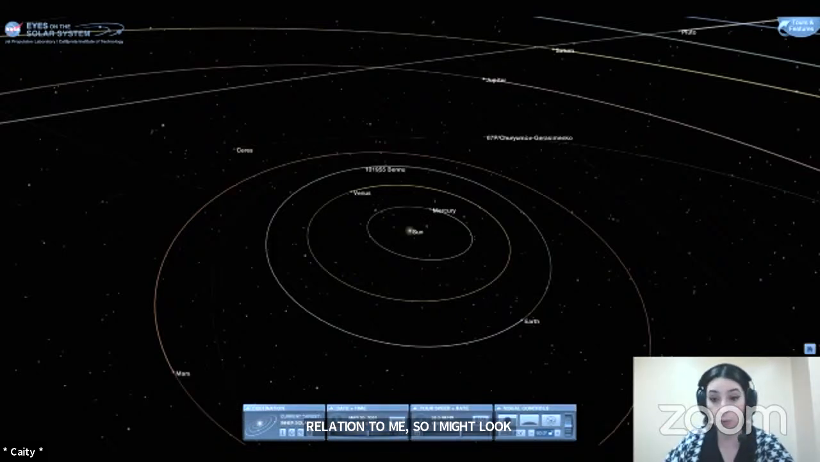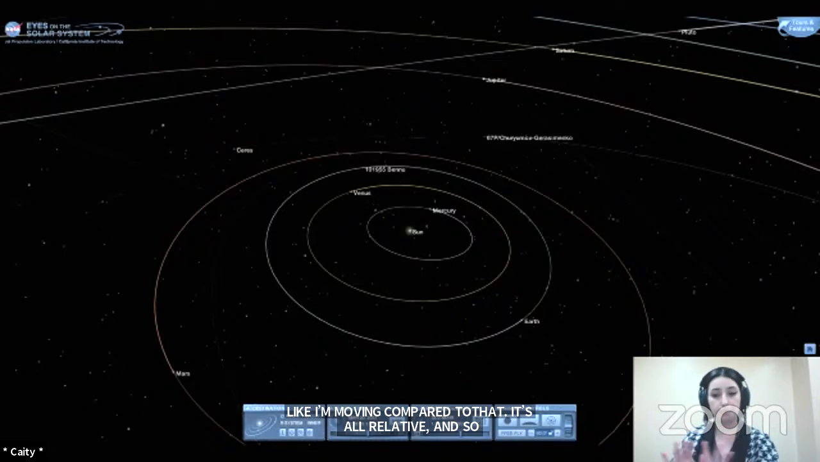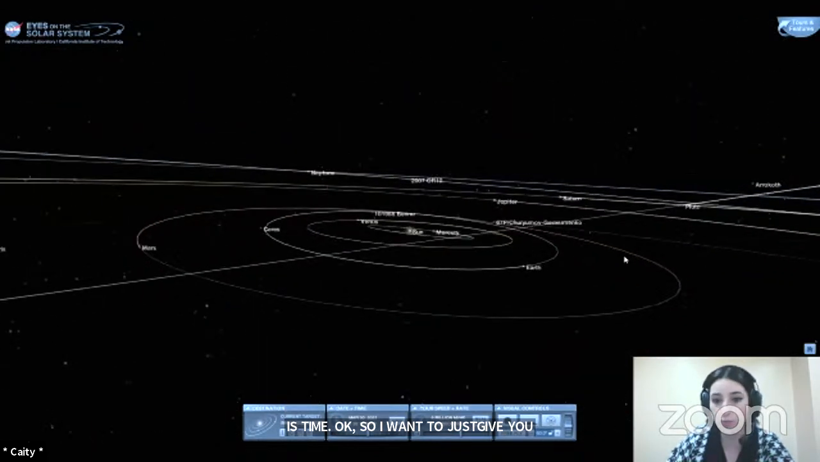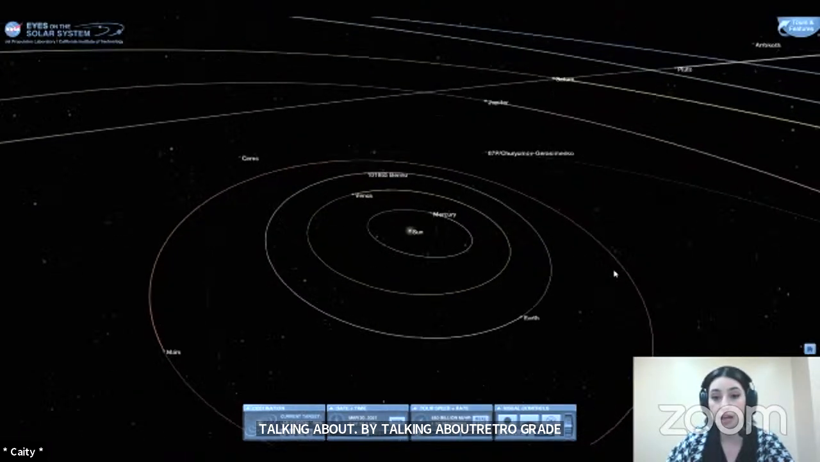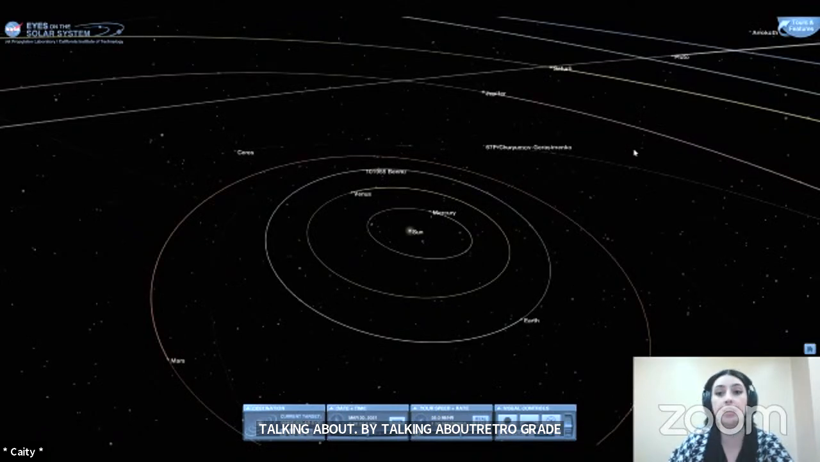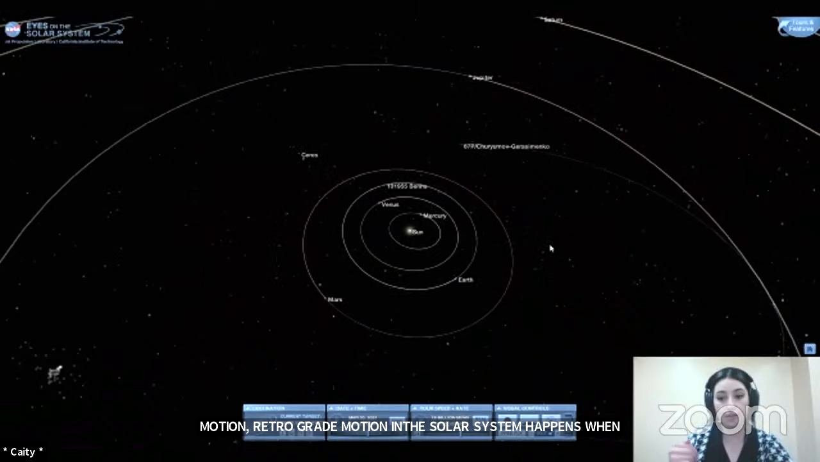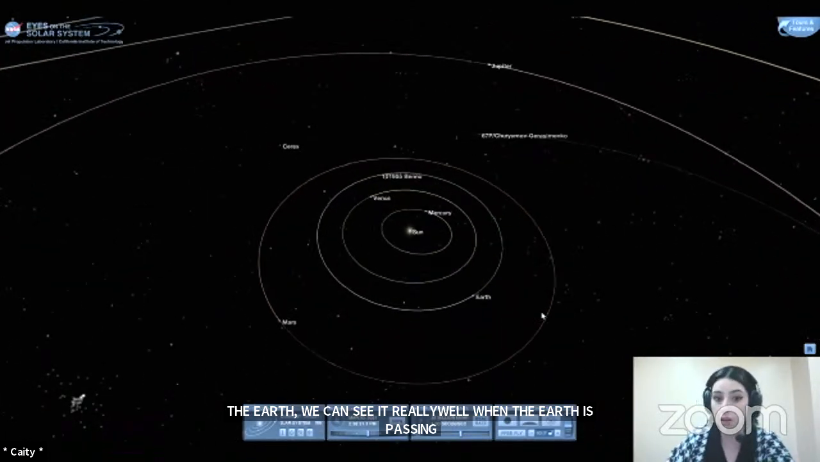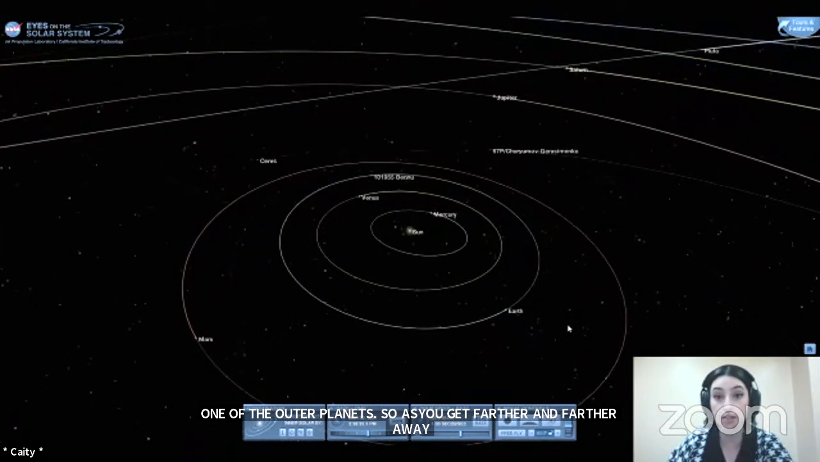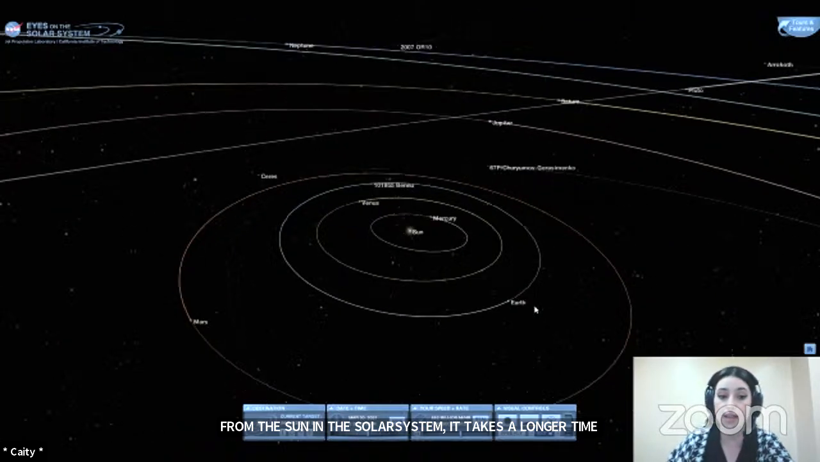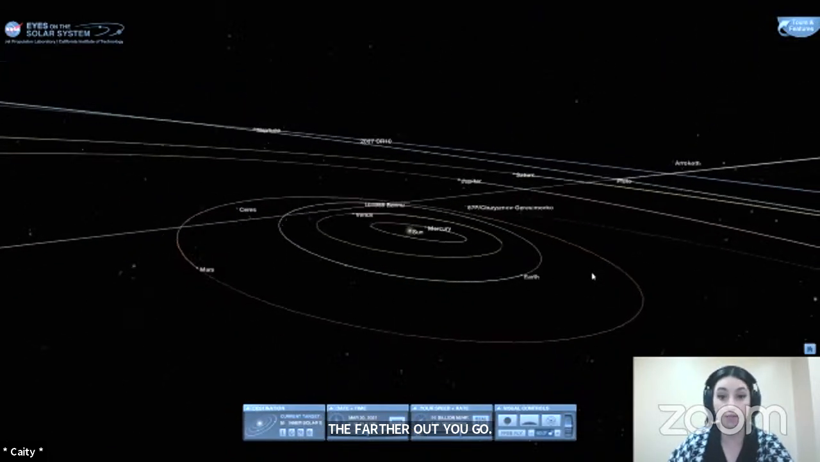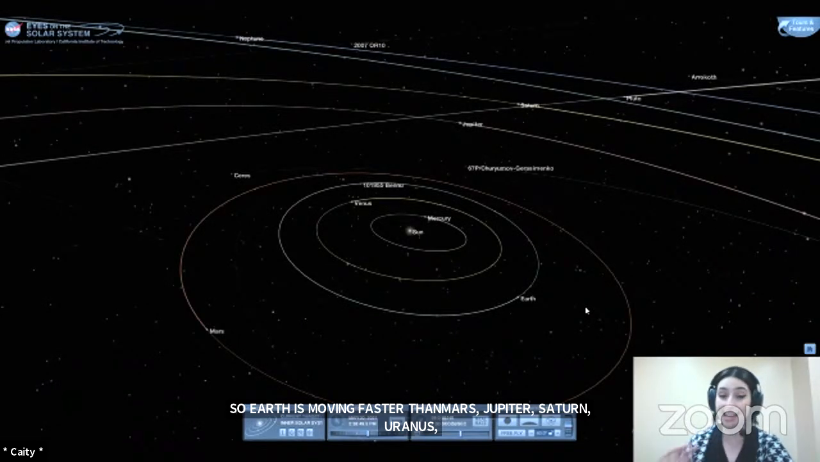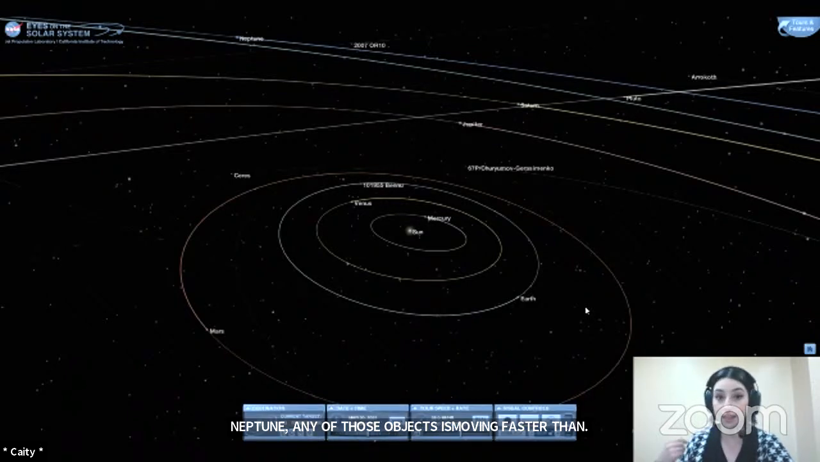Okay. So I want to give you one example of this kind of weird relative motion that I'm talking about, by talking about retrograde motion. Retrograde motion in the solar system happens when the Earth, we can see it really well, is passing one of the outer planets. As you get farther and farther away from the sun in the solar system, it takes a longer time to orbit around the sun. So those planets are moving slower the farther out you go. So Earth is moving faster than Mars, Jupiter, Saturn, Uranus, Neptune, anything in the Kuiper Belt. And so when Earth passes one of these objects, we end up seeing in the nighttime sky like that object is actually moving in the opposite direction.